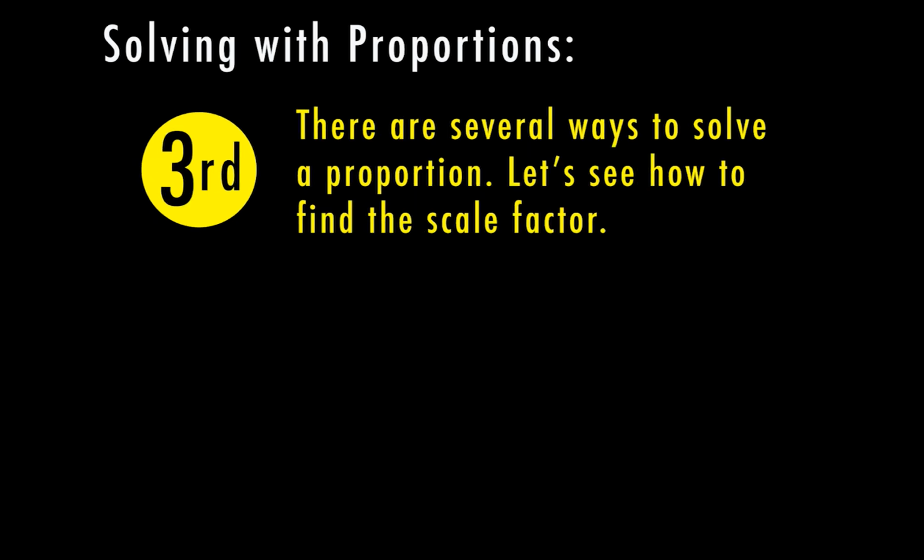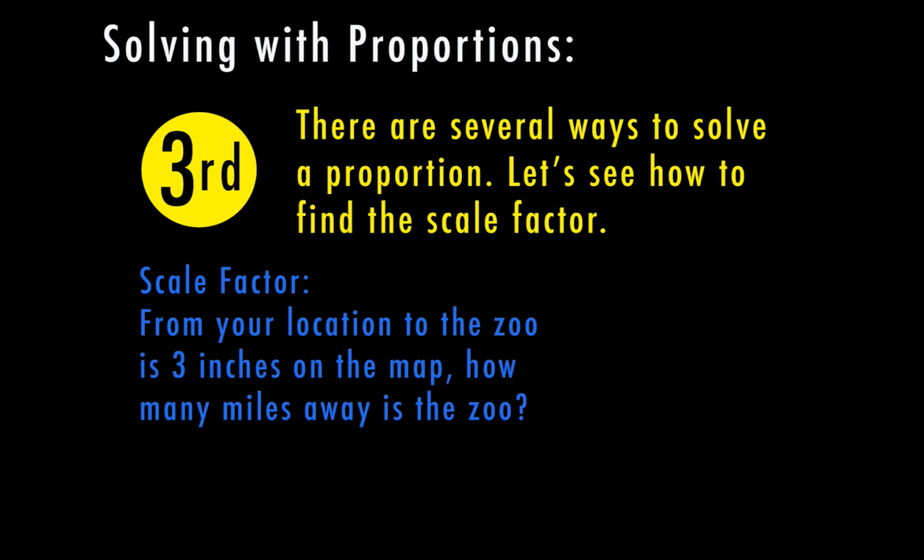There are several ways to solve a proportion. So let's see another way we can solve a proportion when we're finding the scale factor. The scale factor is usually determining a distance. So, from your location to the zoo is 3 inches on the map. How many miles away is the zoo?